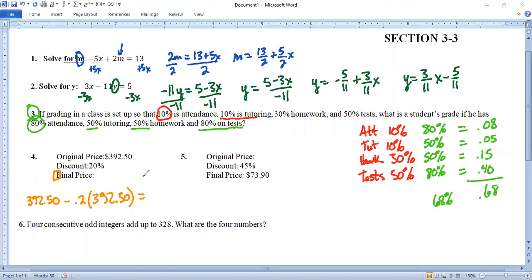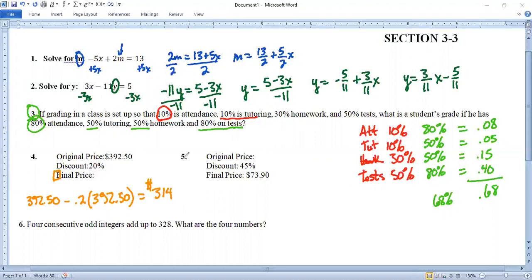Pull out my calculator here and punch in 392.50. Subtract 0.2 times 392.50, and we get $314 right smack dab on the money. So you punch this in and you get an amount that you subtract off of the 392.50, and it comes out to 314. Remember the dollar sign as well.